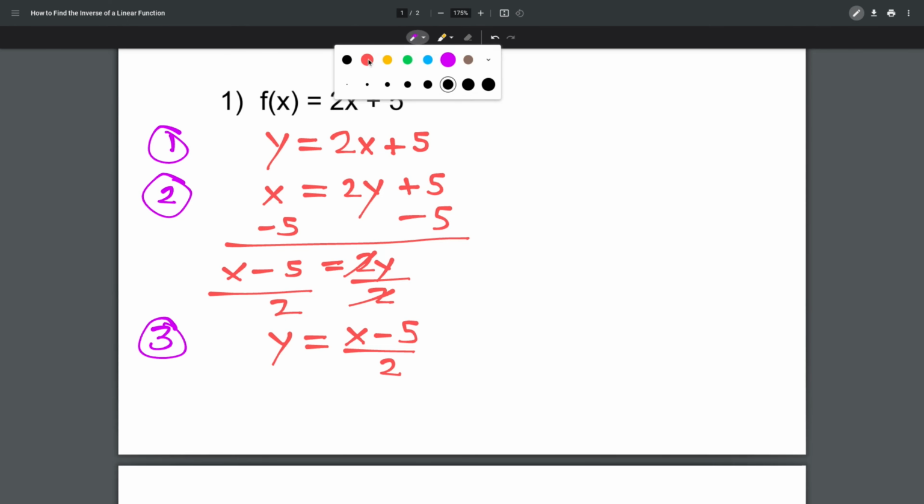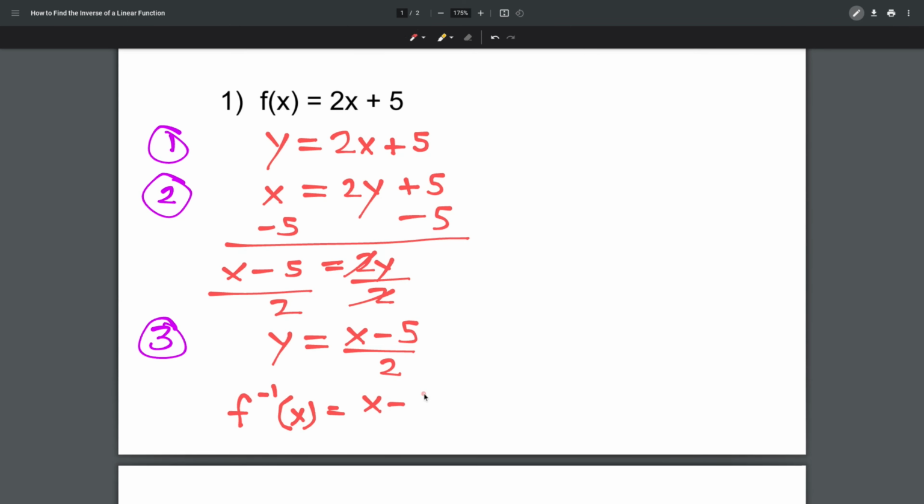And then our final step is to replace y with the inverse function notation. So we're going to write f here, and we have this -1. That means the inverse function of f of x. It's not like f raised to the -1 power. It's the inverse function of f of x equals x minus 5 divided by 2. And that's going to be our final step. We've found the inverse function of f of x.